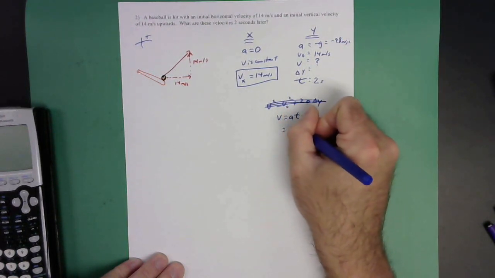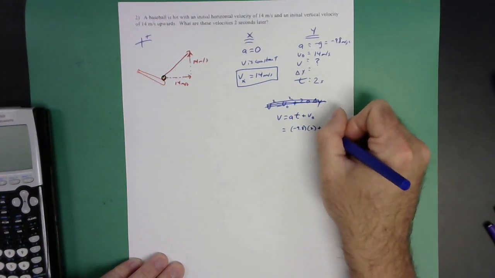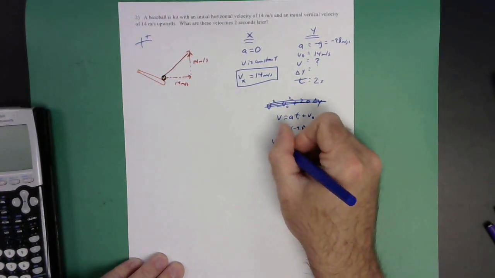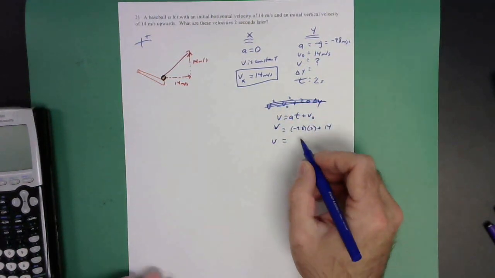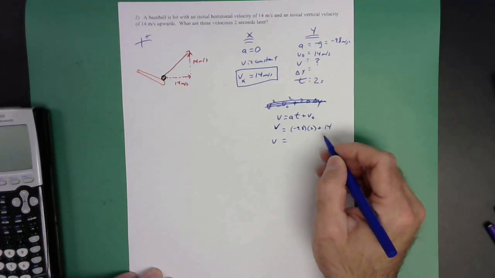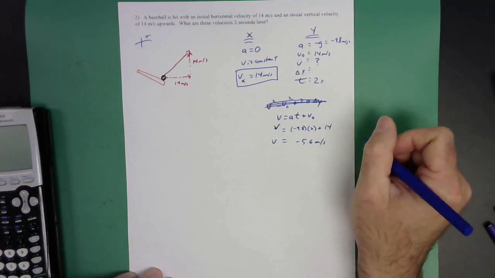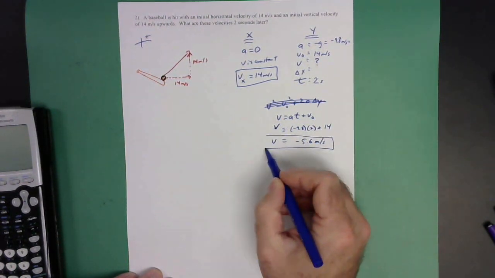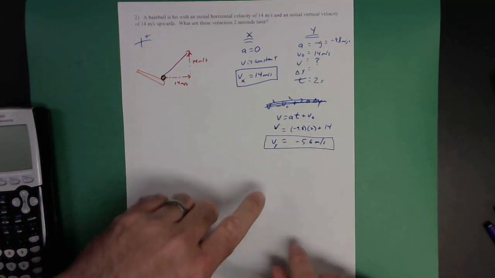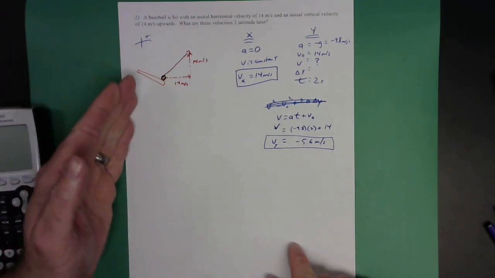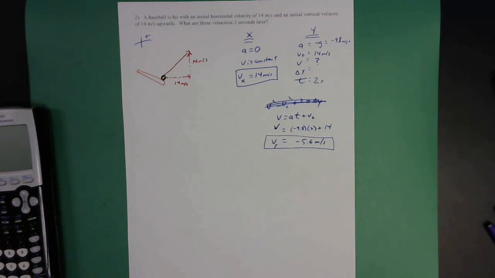It's just going to be an acceleration of negative 9.8 times the time of 2 seconds plus my initial velocity of 14. Substitute that in, and we will see that our velocity will be negative 19.6 plus 14. That would be a negative 5.6 meters per second. That is my vertical velocity component 2 seconds later. So 2 seconds later, we got a negative. You know what that means? That means it's on its way down 2 seconds later. All right? That's problem number 2.